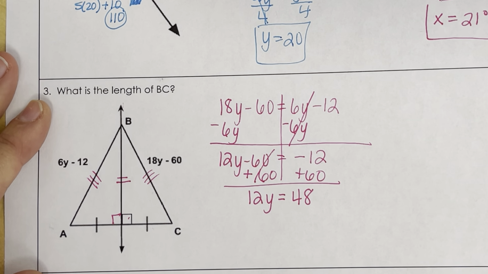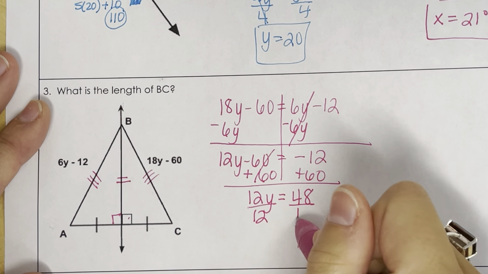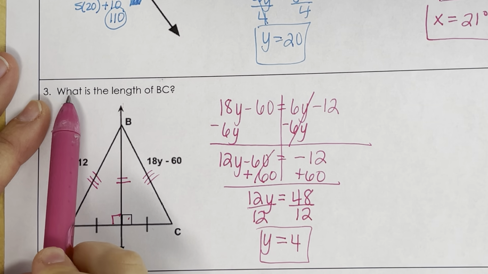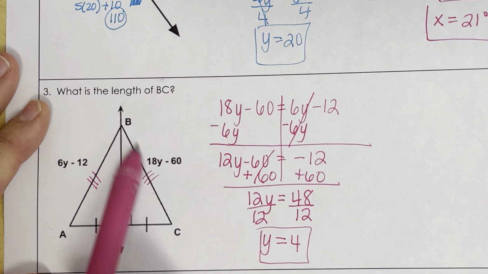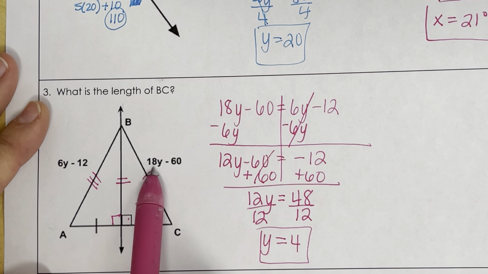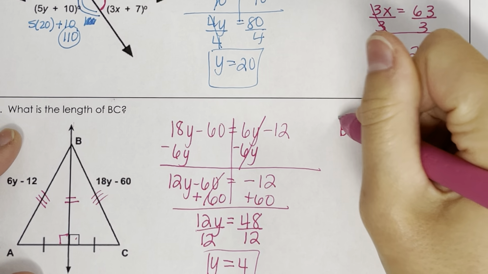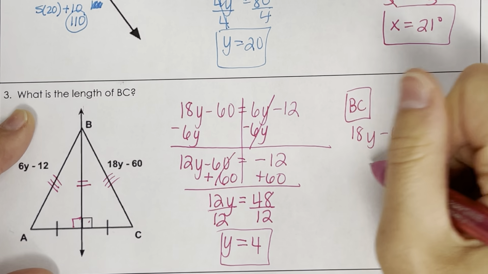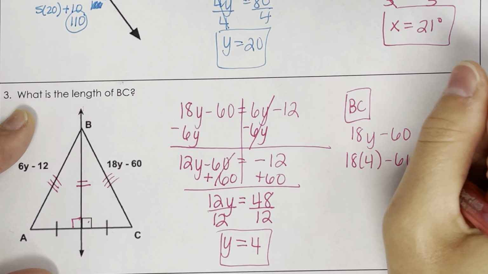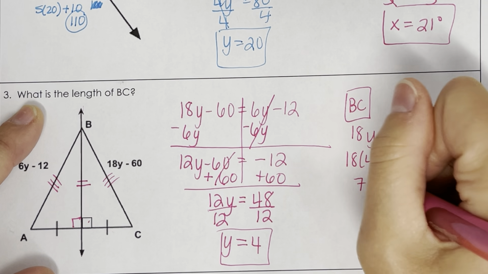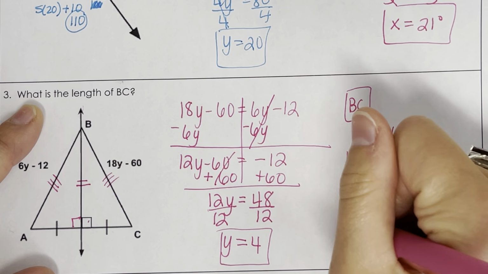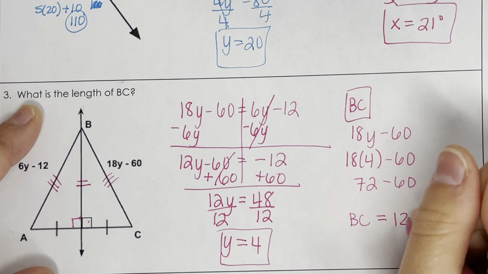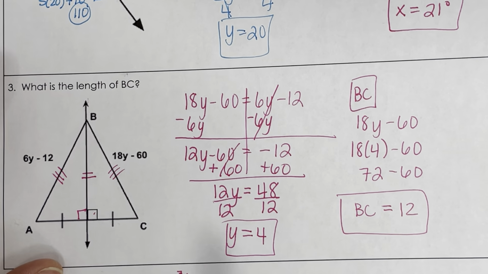Please be safe. Okay. Now I'm going to divide both sides by 12. And I get y equals 4, but I'm not going to stop there because the question asks me what is the length of BC. So I need to come over here to BC and plug in my value of 4 into this equation. The equation for BC is 18y minus 60, and wherever I see a y, I'm going to substitute in my 4. So 18 times 4 gives me 72, and 72 minus 60 gives me 12. So my segment for B to C is 12.